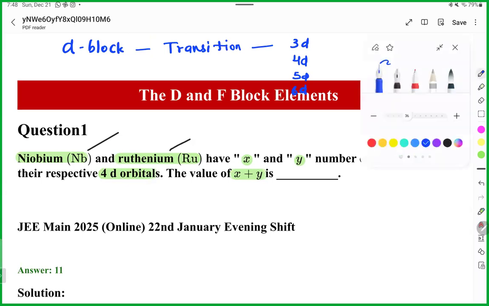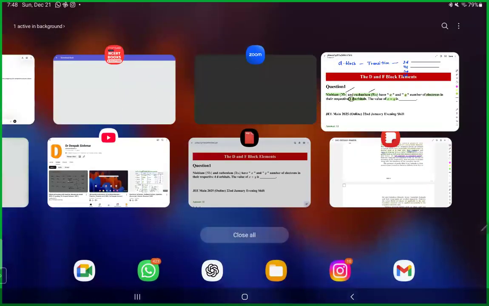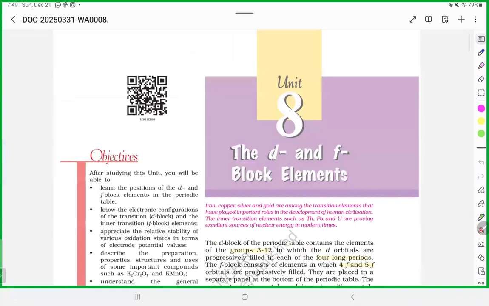3D series will have 10 elements. Then 4D series will have the second 10 elements. Correct? This is related to the 4D series. It means it will belong to the second row. Then you should know what is the sequence of these 10 elements. So understanding every element is really important. So that's why for this it's good we can start from scratch.